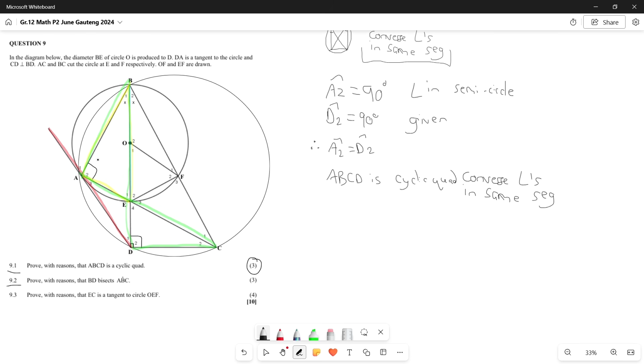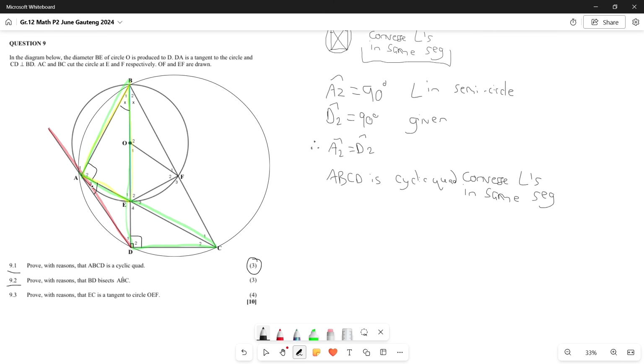Okay, and the best thing to look at right now, we've used the 90 degrees here. We've worked with that. We've worked with the yellow line, the diameter. We have not yet worked with our tangent, which means we're going to work with our tangent now. And what we can see is that A3 over here will equal B1 over there. Just like the previous question, question 8, we are looking for tan chord theorem.